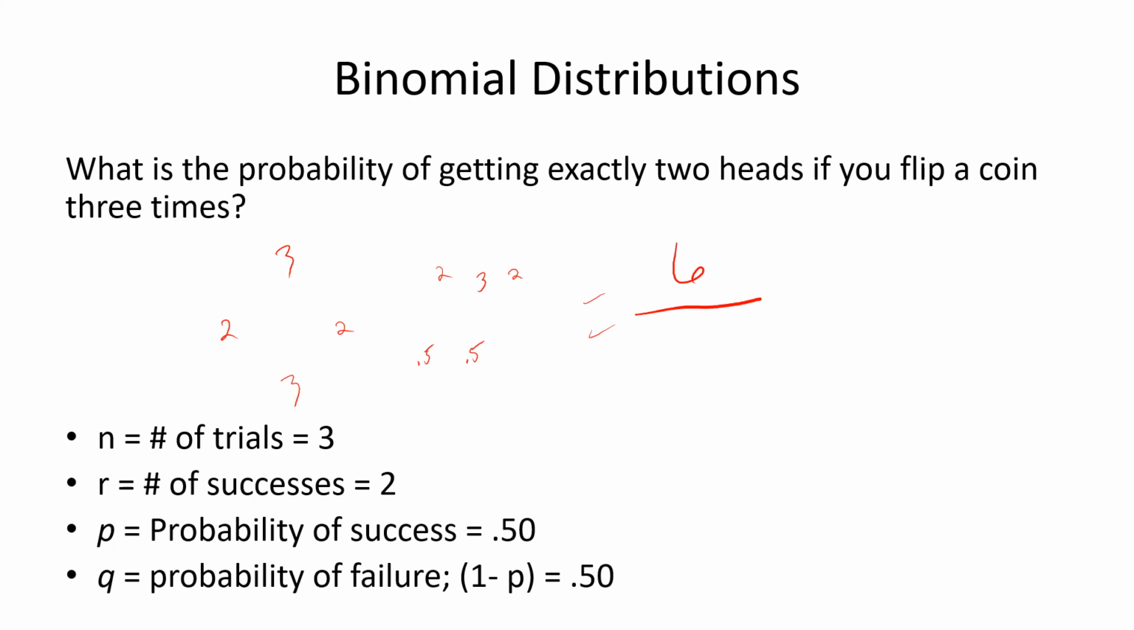3 minus 2 is 1. 1 factorial is 1. 2 times 1 is 2. Then we're going to multiply that by 0.5 to the second power, which is 0.25. And we're going to multiply that by 0.5 to the first power, which is 0.5. And what we get is 3 times 0.25 times 5. Well, 0.25 times 5 is 0.125. 3 times 0.125 is actually equal to that same number we just got a minute ago, which was 0.3750.